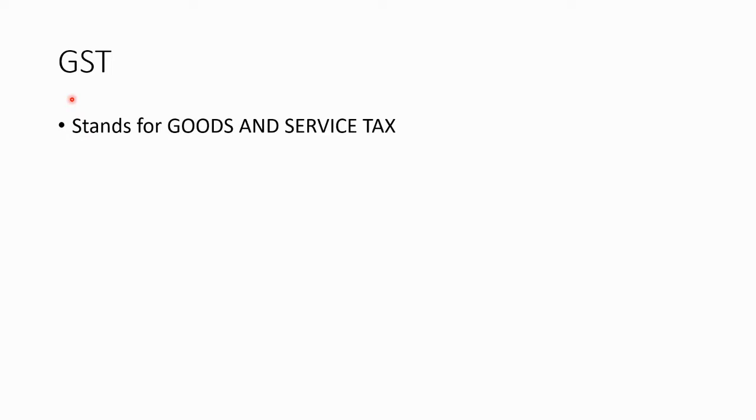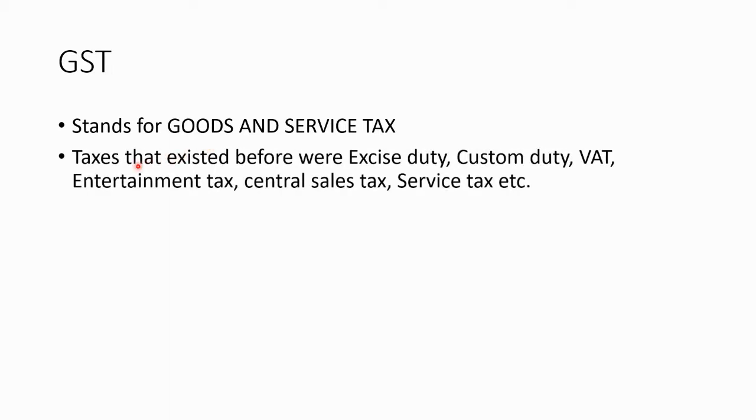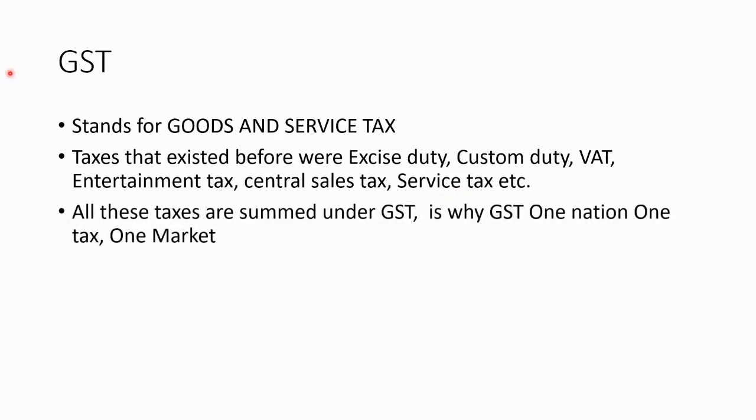The full form of GST is Goods and Service Tax. Taxes that existed before were excise duty, custom duty, VAT, that is value added tax, entertainment tax, central sales tax, service tax, etc. All these taxes are now summed under one new title, and that is called GST. That is the reason GST is called one nation, one tax, one market. GST came into effect from 1st July 2017.